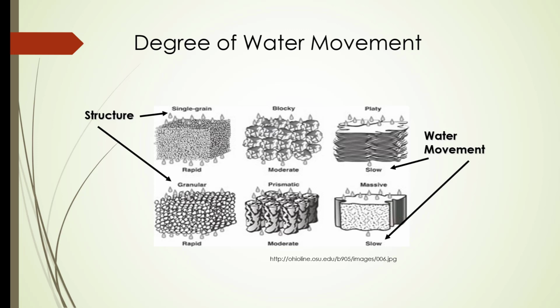And so you can see structure can affect water movement. Massive, very slow water movement. Platy, very slow water movement. Single grain, you're going to see very rapid. Granular, very rapid. Blocky and prismatic are going to have moderate water movement. And we're going to get much more into water movement further on into the quarter.